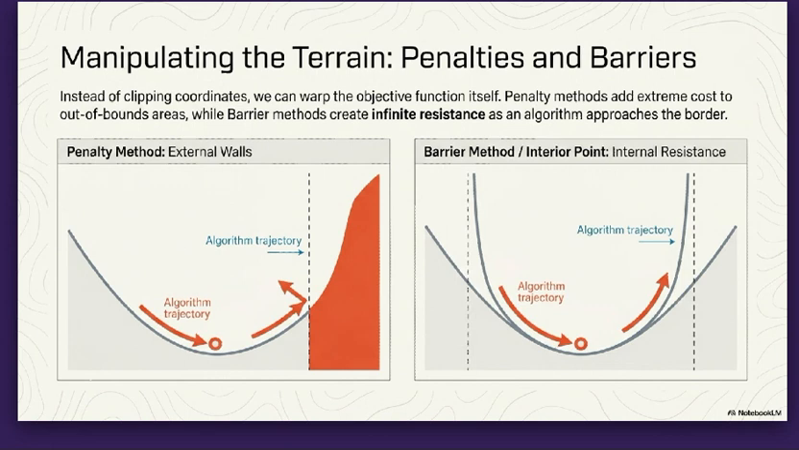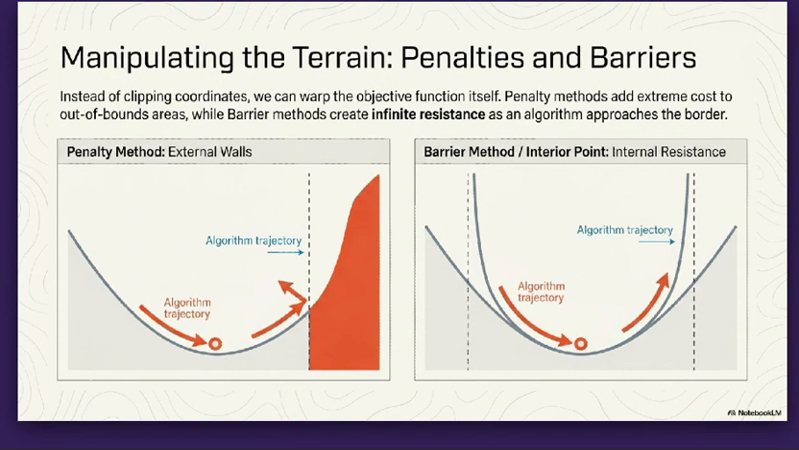I picture this as opposing magnets. The boundary line is a giant negative magnet, and the algorithm is a negative magnet. If the algorithm is safely in the middle of the region, the magnetic resistance is practically zero. It explores freely. But as it walks toward the boundary, the resistance curve slopes upward. The closer it gets, the steeper the artificial altitude becomes. It creates an infinite asymptote perfectly aligned with the boundary wall. The altitude goes to infinity before the algorithm can even touch the line.